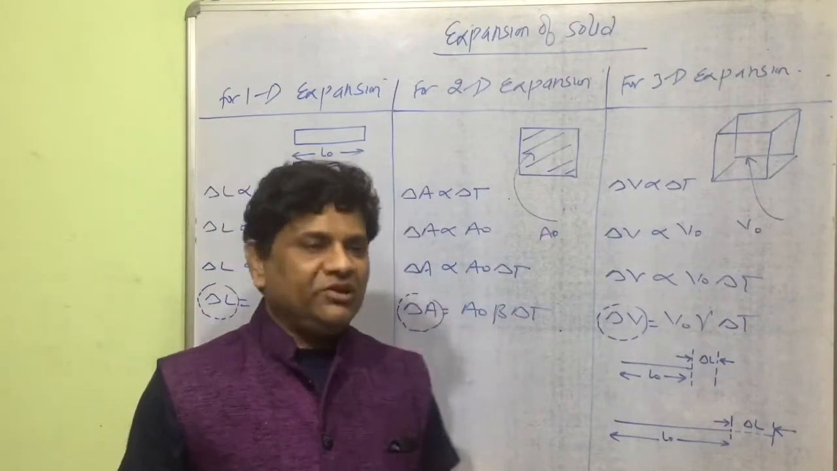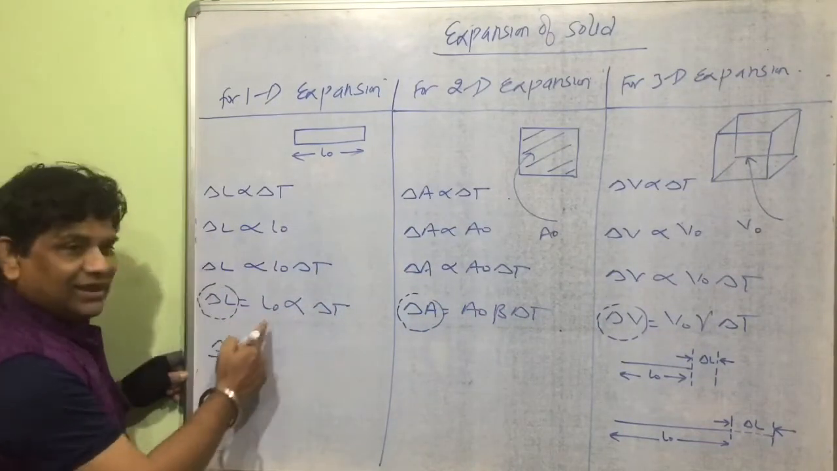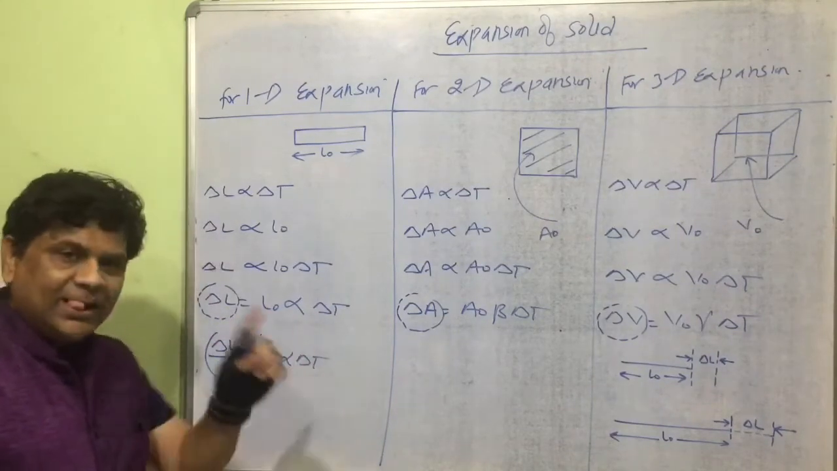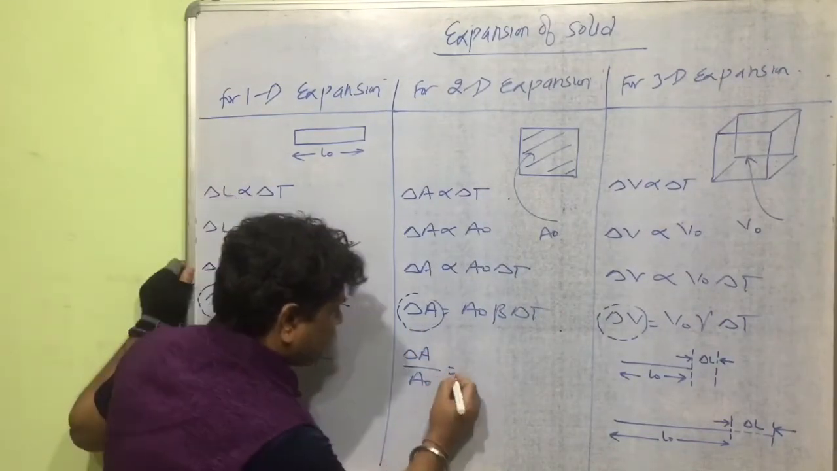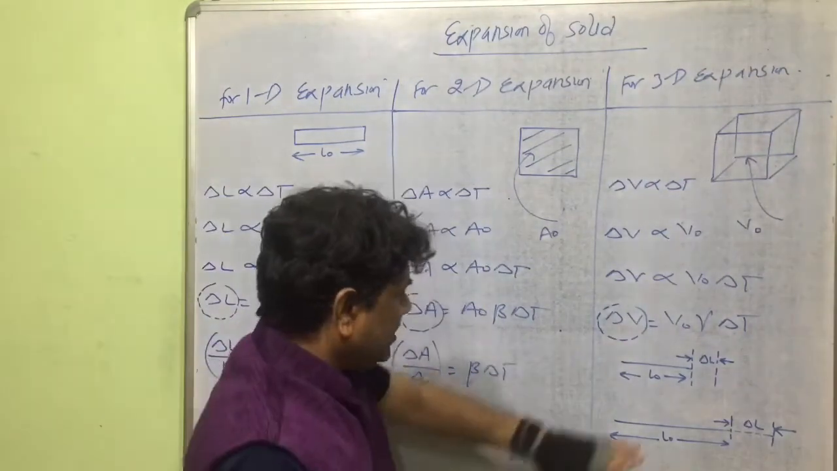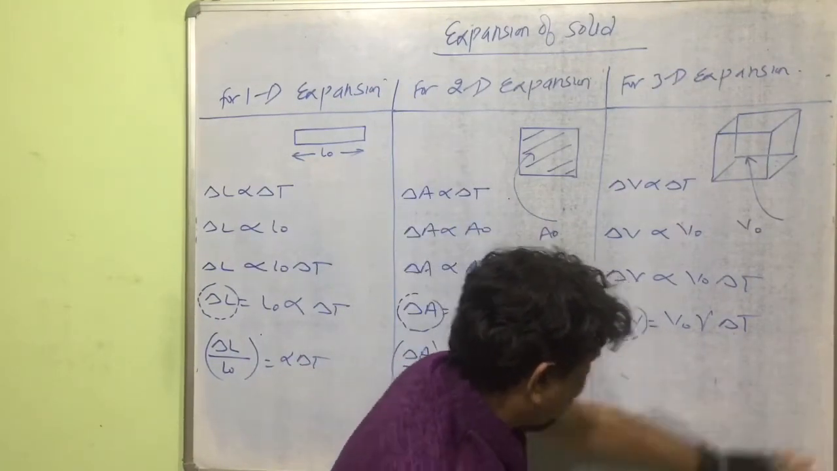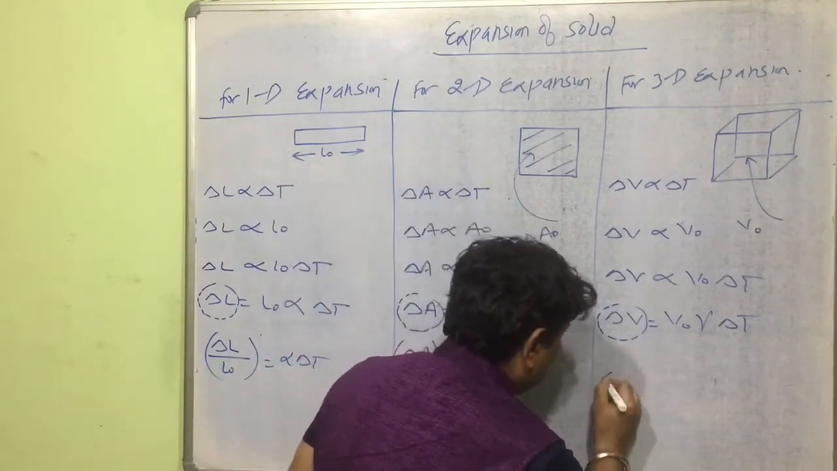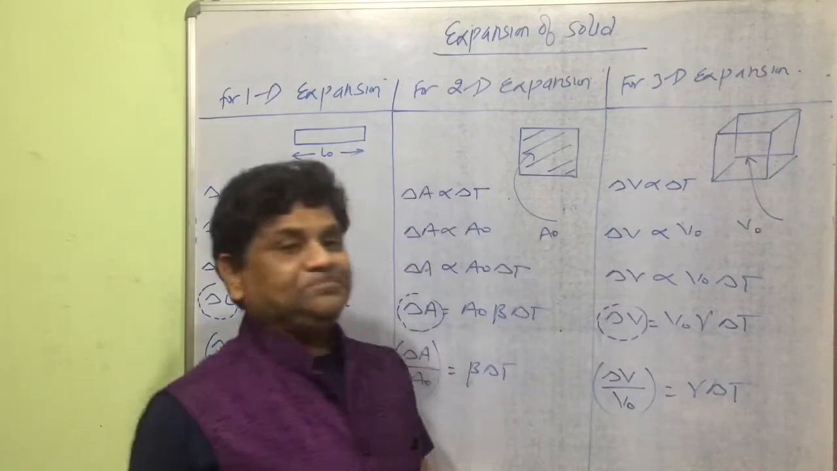Now we can take some more relations here. Delta L divided by L naught is equal to alpha delta T, and from here delta A divided by A naught is equal to beta delta T, and delta V divided by V naught will become equal to gamma delta T.